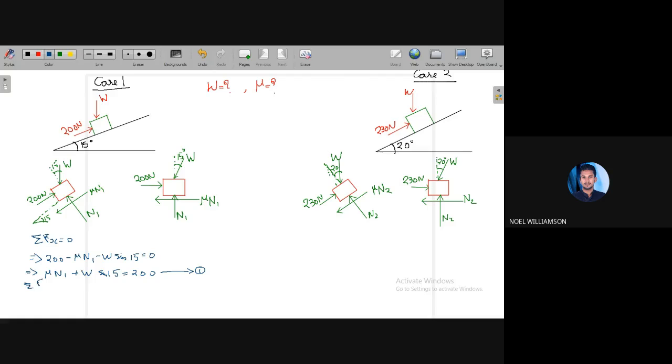Now sigma fy equal to 0 implies N1 minus W cos 15 equal to 0. That is equation number 2.